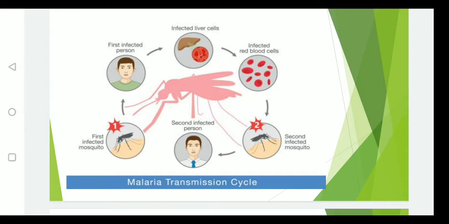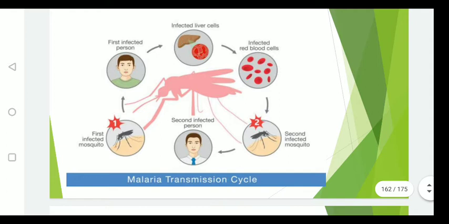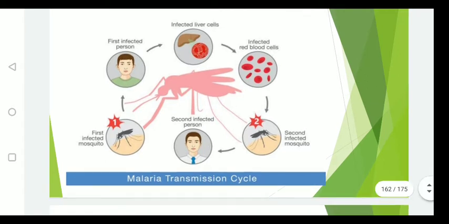Once a second mosquito bites the first infected person, it becomes a second infected mosquito. This second infected mosquito goes on to bite the next person, who becomes the second infected person. So from mosquito to person and person to mosquito, it keeps going like this. Firstly, an infected mosquito bites a healthy person, and now the healthy person becomes infected, the first infected person.